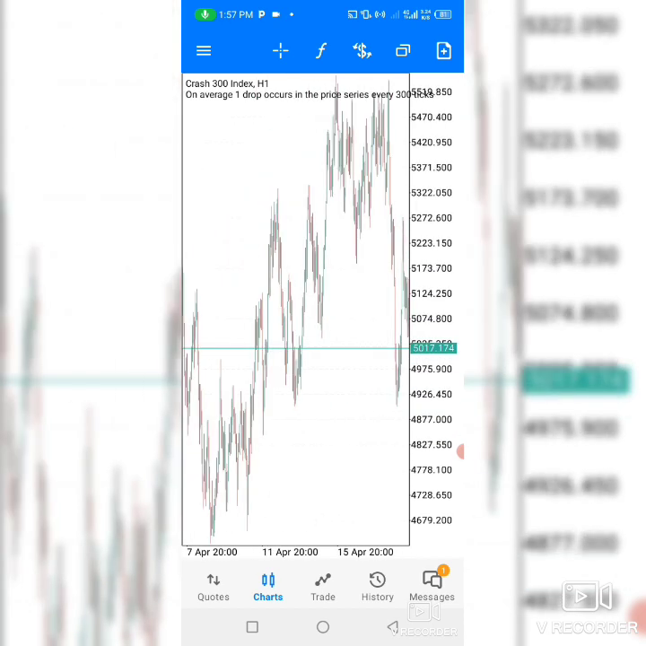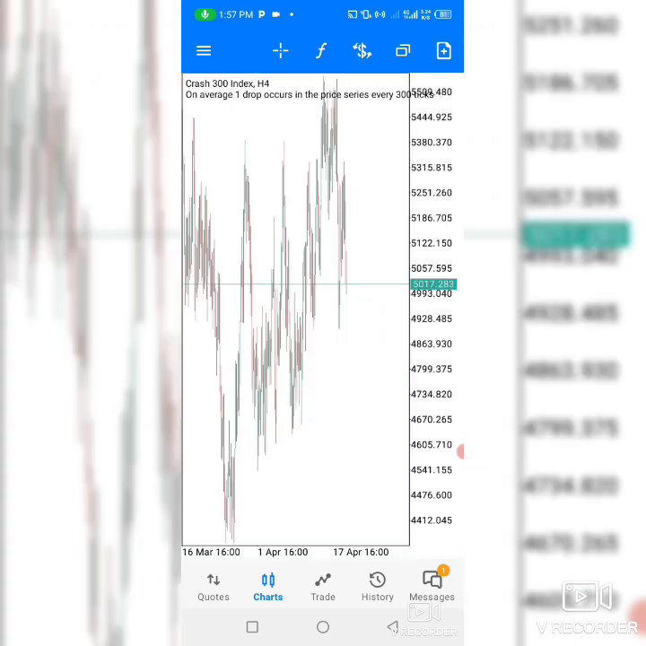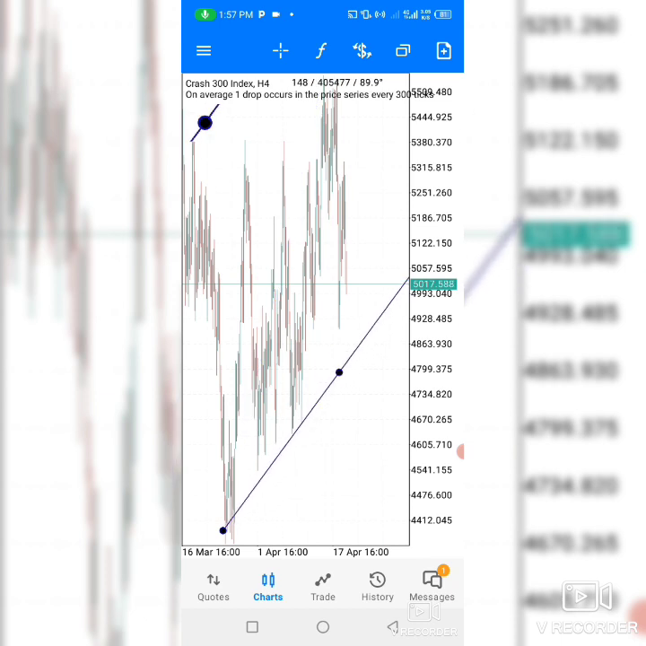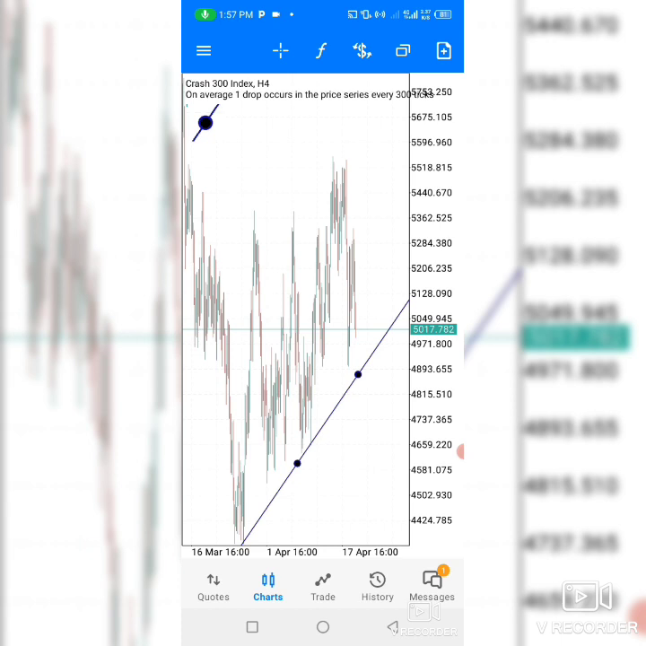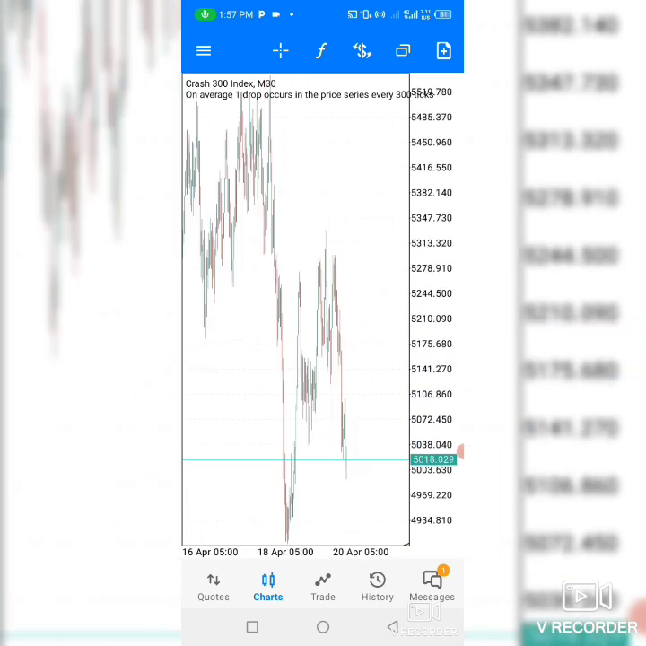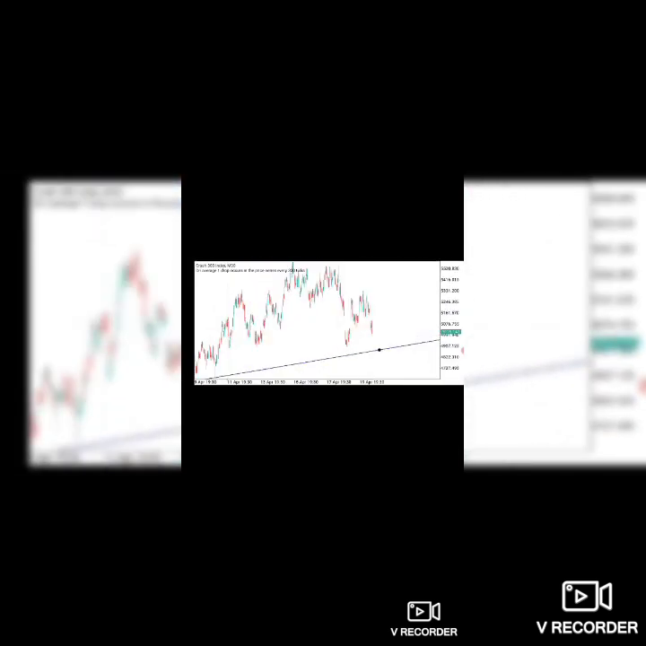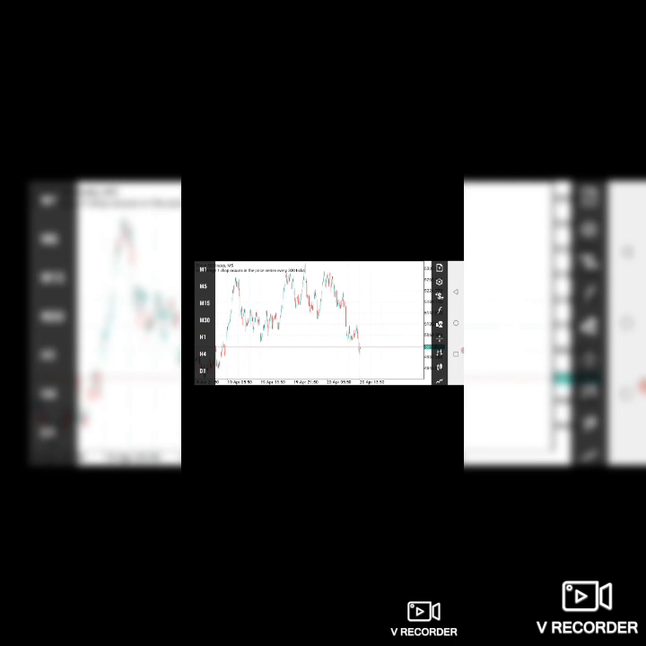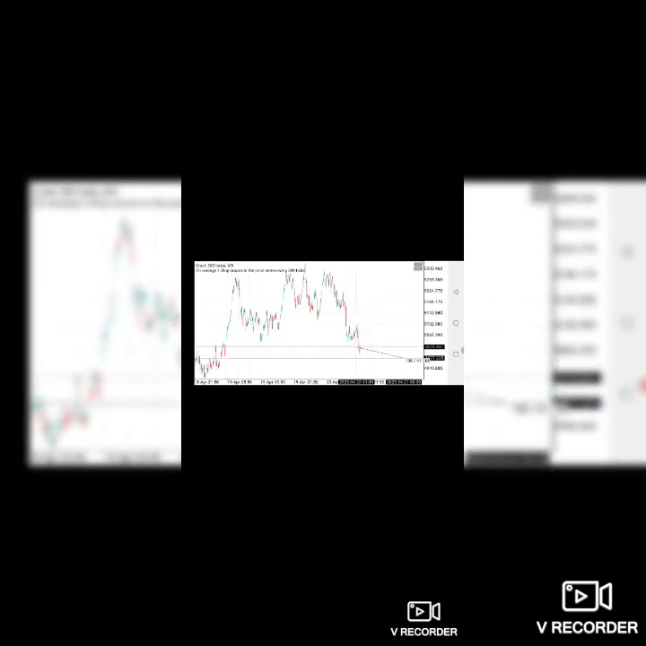Okay, I would have bought Crash 300 if it at least reacted to a line that has been respected in the past. It's far. If you go to a lower time frame, you know that it's very far. If you go to the 5 minutes time frame, it stays far. That alone can blow your account so much. If at all it will go and retest the trend line, it has to go by 116 pips.